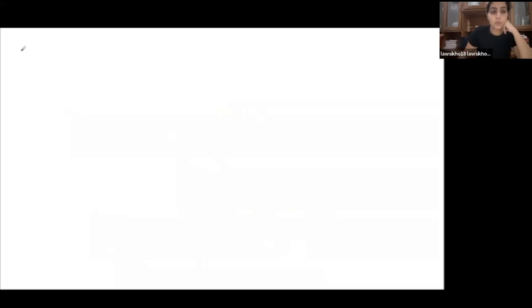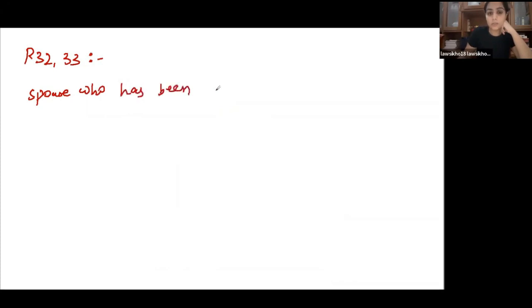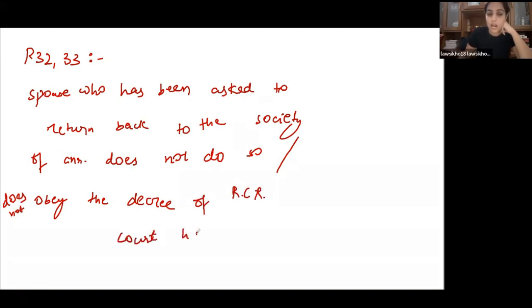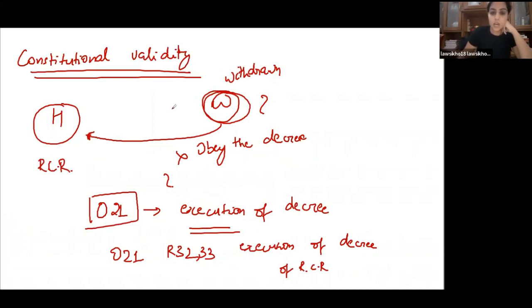Fine. So what do these rules say? This provides that if a spouse who has been asked to return to the society of another does not do so, or simply we can say does not obey the decree of restitution of conjugal rights, then the court has power to attach the property of the spouse who does not obey the decree. So in this case, the court will order attachment of the property of the wife.